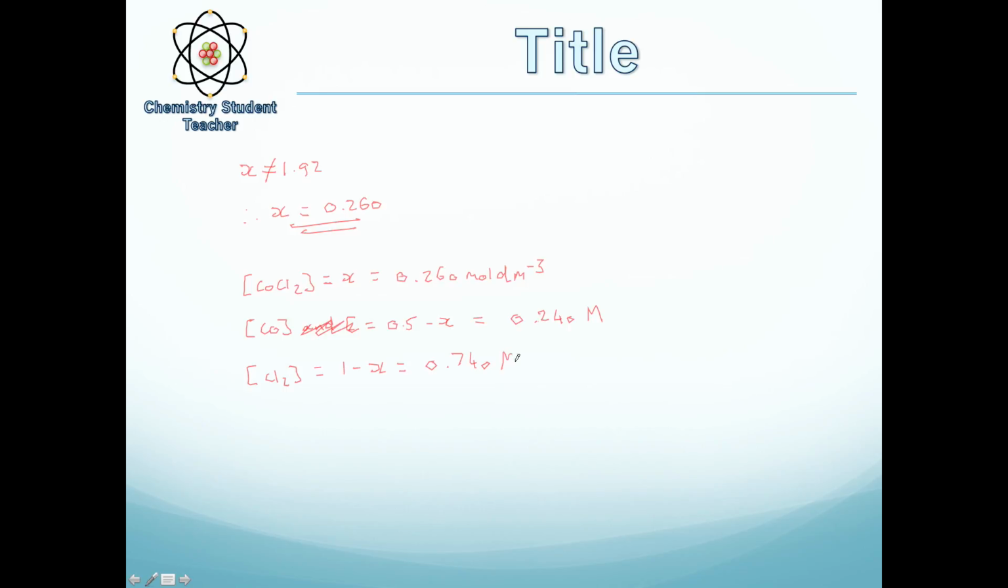0.740 molar. And if you remember, I was talking about significant figures earlier. Cl2 was 1.00 molar, and CO was 0.500 molar in the initial concentrations. Got 3 significant figures on this one and 3 significant figures on this one. Therefore, give the significant figures to 3 in the answer. So there you go. There's your answers to that.